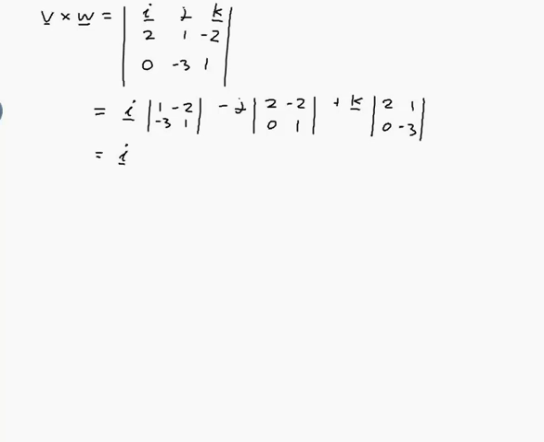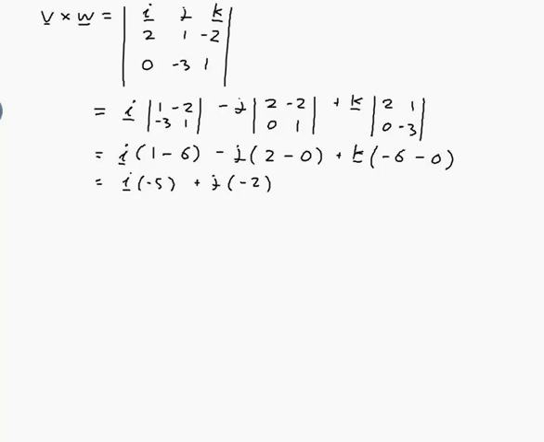Okay, so I have 1 times 1, which is 1, minus -2 times -3, which is 6, minus j times 2 times 1 minus 0 times -2, plus k times 2 times -3 minus 0 times 1. So I get i times -5 plus j times -2, so I brought that minus in with the 2, plus k times -6.